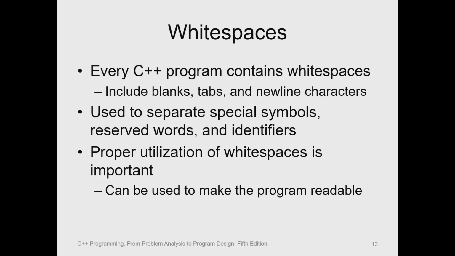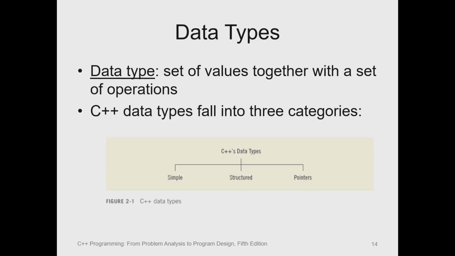A data type is a set of values together with a set of operations. In C++, data types fall into three categories: the simple data types, structured data types, and pointer data types. Here in CS126-8, we're going to focus on simple data types.